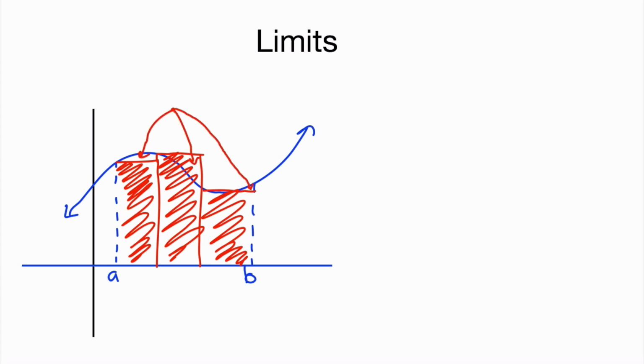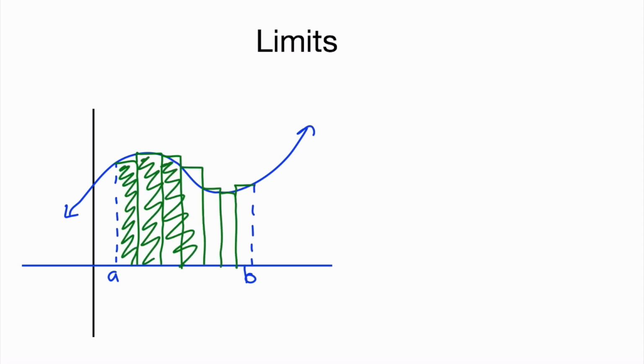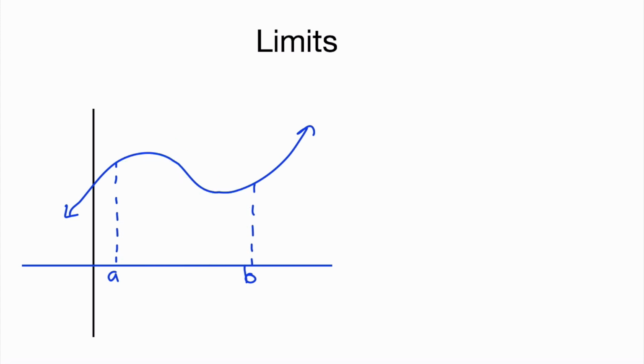So to get a more accurate answer, I'm going to make my rectangle base smaller. Shade each one in. Each rectangle is going to have an under or an over approximation. Those are getting less and less. So if I could make the bases as small as possible, the height still going up to the function, those over and under approximations would get less and less. So this is showing you another use of limits.